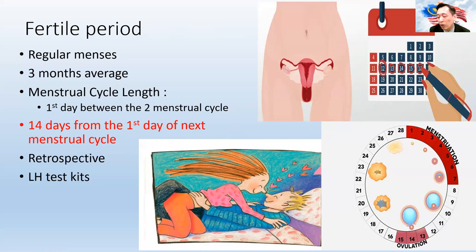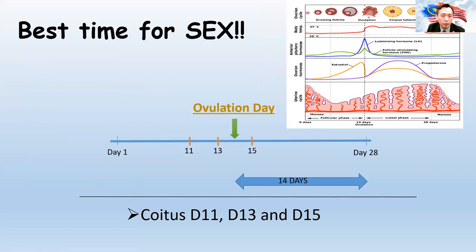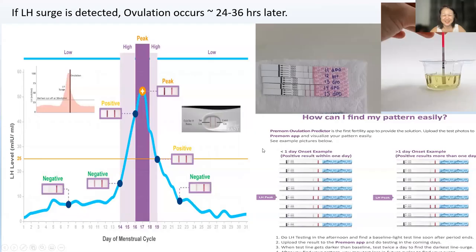However, you can take an LH test kit, a urine LH test kit, to increase the sensitivity. Best time to have sex: if you calculate a 3-month average, 14 days before the first day of your period, this is your ovulation. Not any time is a good time. So you can do an LH test kit. If you see two lines, one faint, one light, then you know that the hormone is starting to rise. When there are two dark lines, that means ovulation will occur in the next 24 to 36 hours.